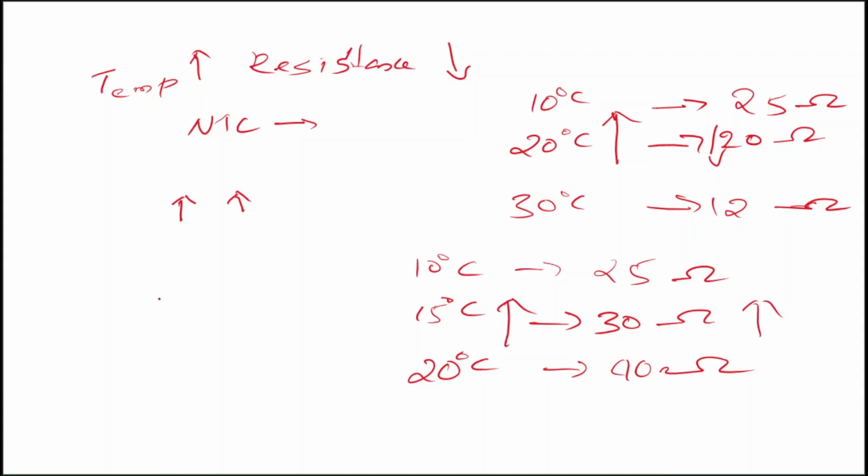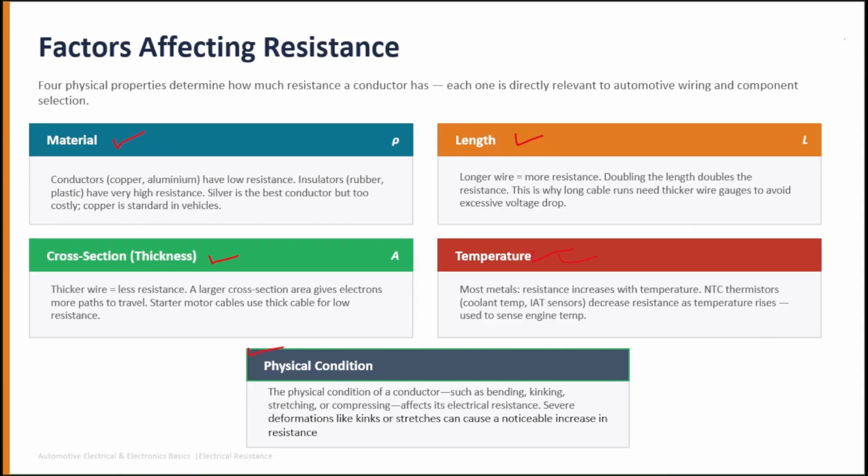This property is known as PTC, or positive temperature coefficient, which we use in exhaust gas temperature sensors, windshield heaters, etc. So this is how temperature affects our resistance. And now we have learned how the material, the length, the cross-section, and the temperature and physical condition affect the resistance.